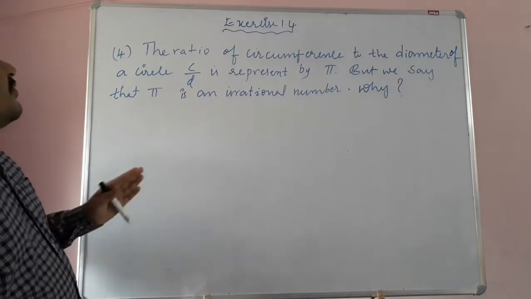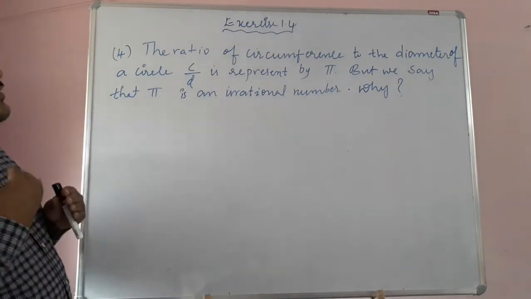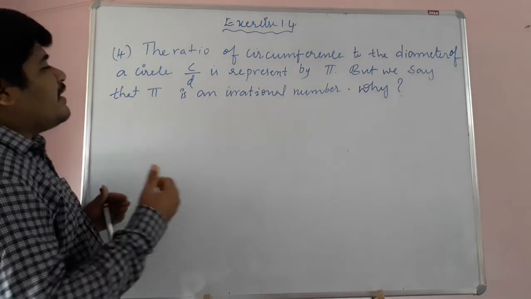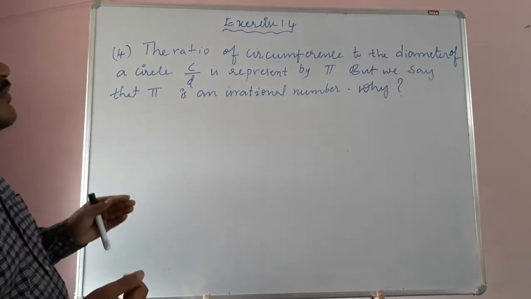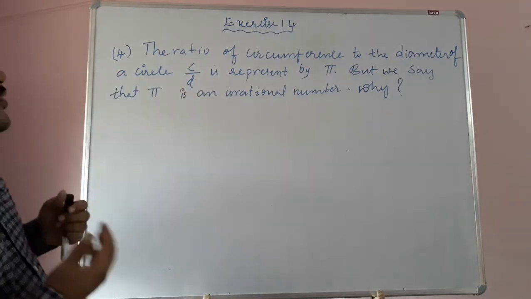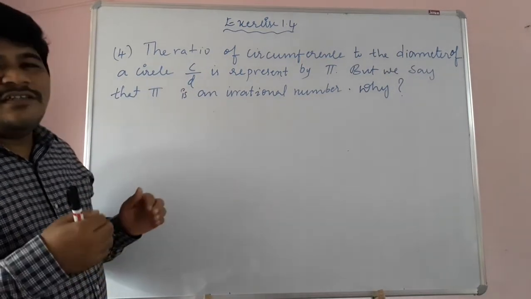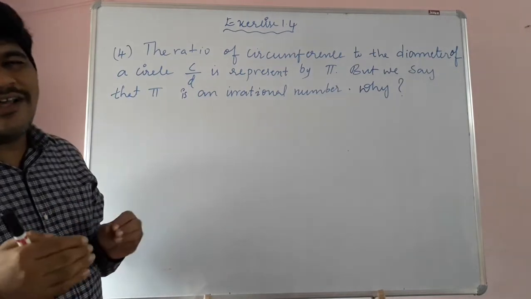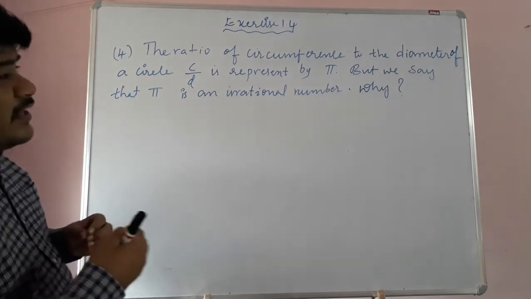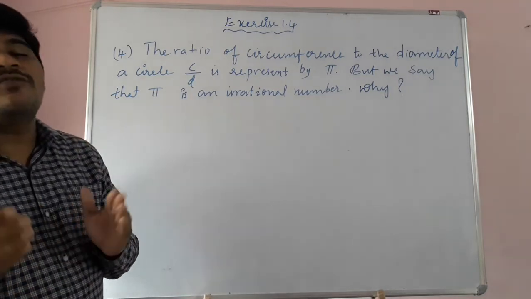Students, let's see problem number 4. The ratio of the circumference to the diameter of a circle, C by D, is represented by pi. But we say pi is an irrational number, right? So students, see, the number which is in the form of p by q is known as a rational number, which we learnt already. But we say pi is an irrational number. So what is the reason?